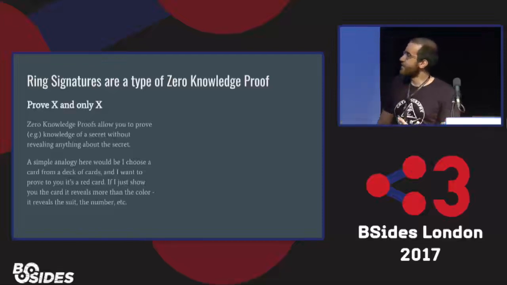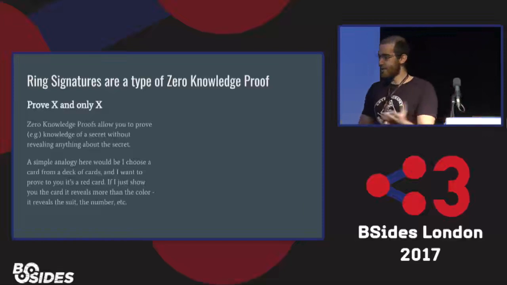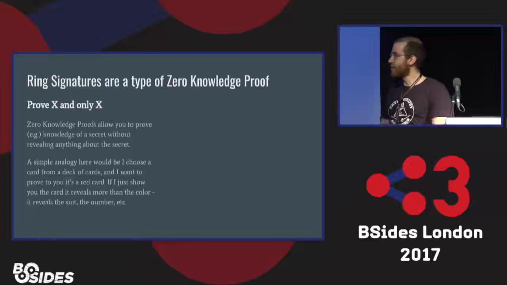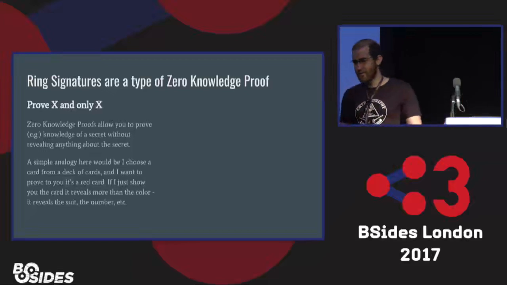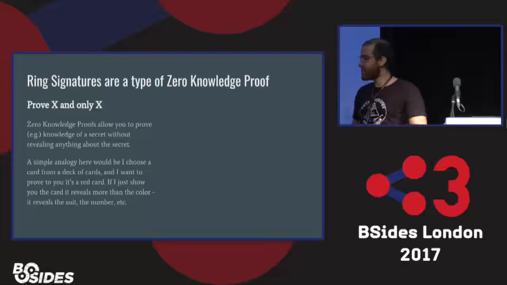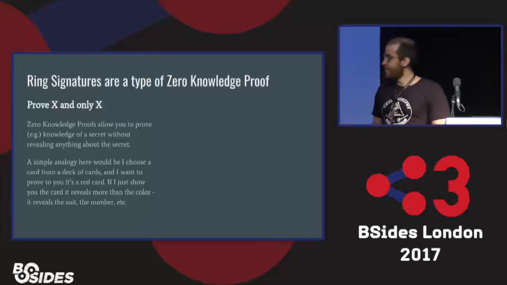A simple analogy would be: I choose a card from a deck of cards, your standard 54-card deck, and I want to prove to you that it's a red card. Obviously, if I just show you the card, that's an easy proof, but it's like showing you the private key. That's pretty stupid. It reveals more than just the color, like the suit and the number, and the position in the deck as well, if I do it in front of you.